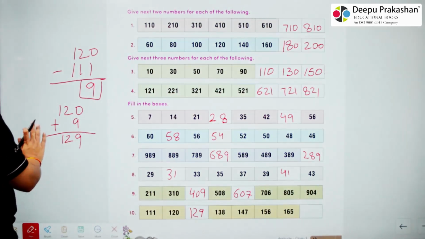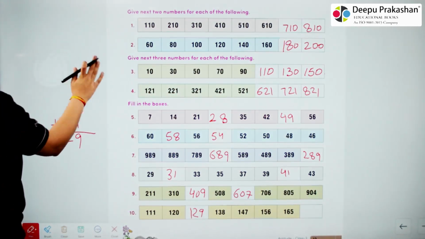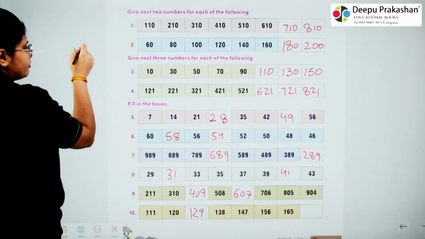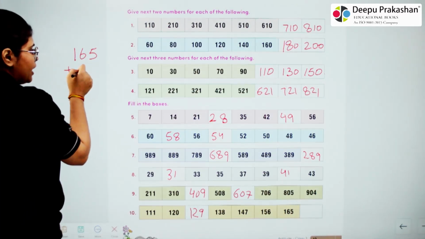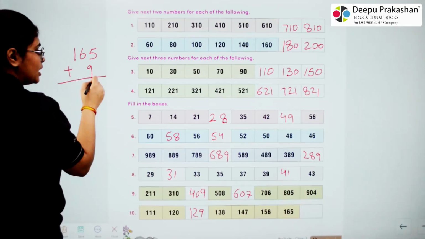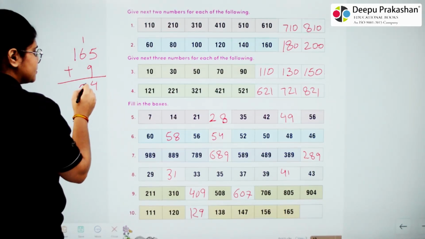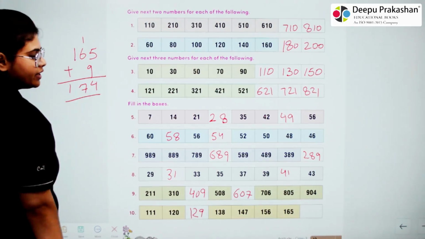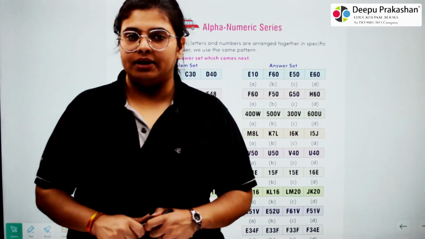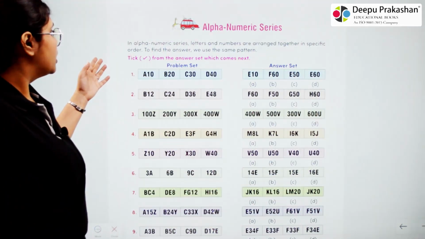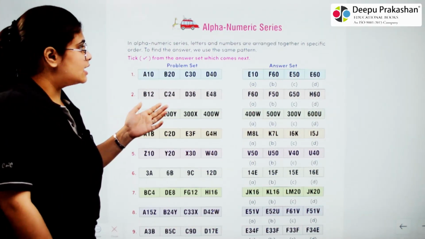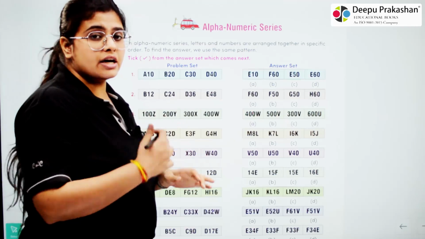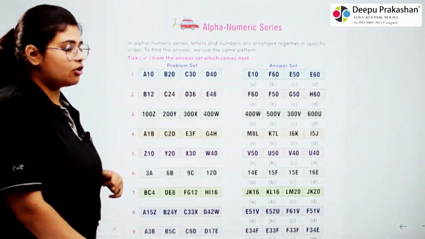The next number that will come after 165, we need to add 9 to it, and the number that will come is 174.